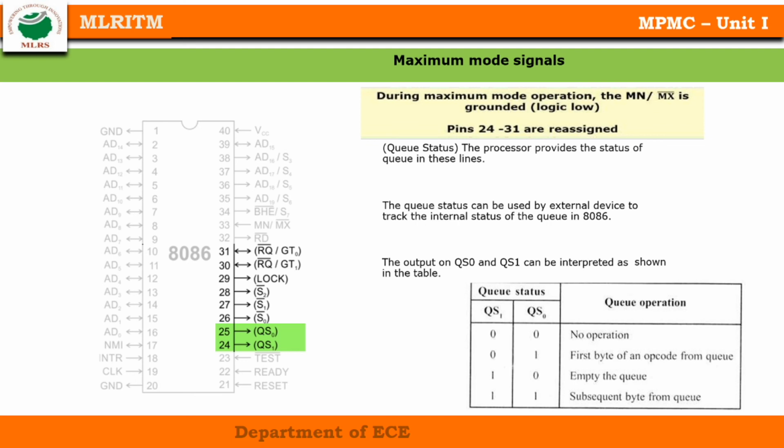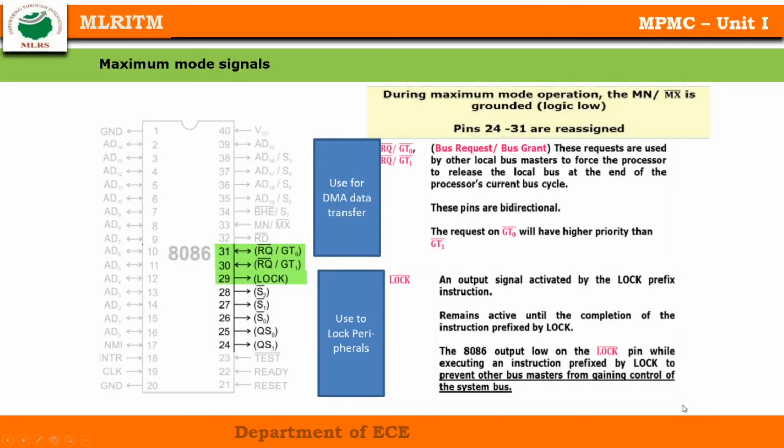QS0 and QS1 can be interpreted as follows: when these signals are 00, it indicates no operation in the queue. When these signals are 01, it indicates the first byte of opcode from the queue. When these signals are 10, it indicates the empty queue, and when these signals are 11, it indicates the subsequent byte from the queue. Next is pin number 31 and pin number 30.